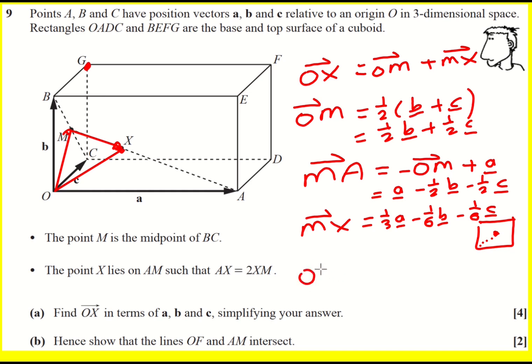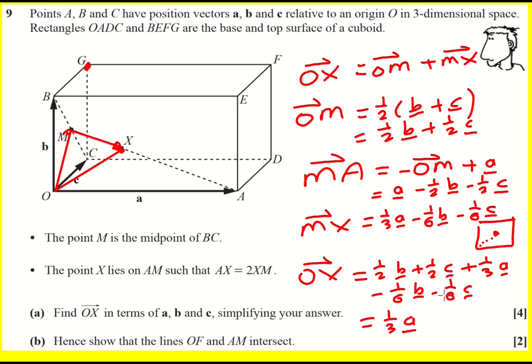And therefore, OX, I just need to add these two together. Half B plus a half C plus a third A minus 1/6 B minus 1/6 C. Okay, I've got my third A. I've got a half minus a sixth. That's 3/6 minus a sixth, 2/6, or a third. So it's going to be plus a third B. And then for a half C minus a sixth C, I'm also going to get a third C. That is our answer.